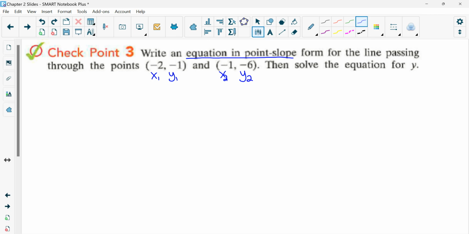So my first x is negative 2, my first y is negative 1, my second x is negative 1, my second y is negative 6. And again, we need to find our slope. So I'm doing y2 minus y1, negative 6 minus a negative 1, over x2, negative 1, minus x1, so minus a negative 2.